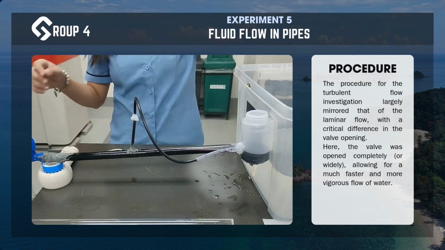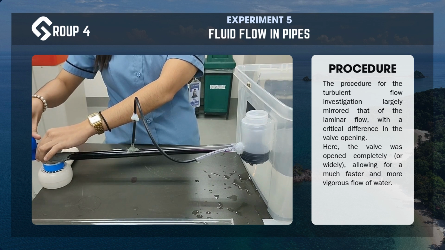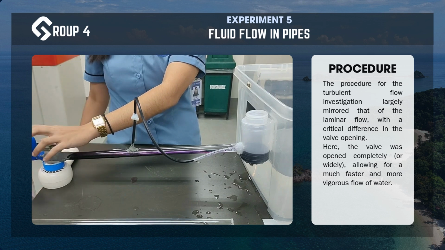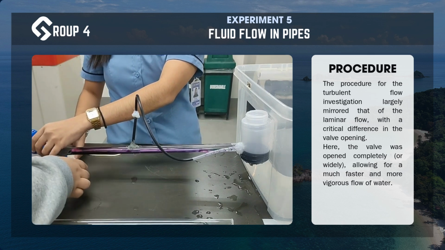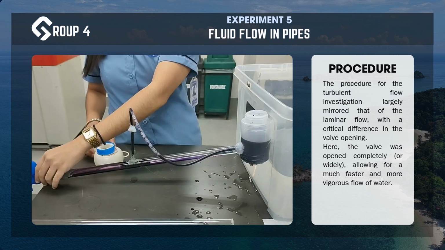The procedure for the turbulent flow investigation largely mirrors that of the laminar flow, with a critical difference in the valve opening. Here, the valve was completely or widely opened, allowing for a much faster and more vigorous flow of water.